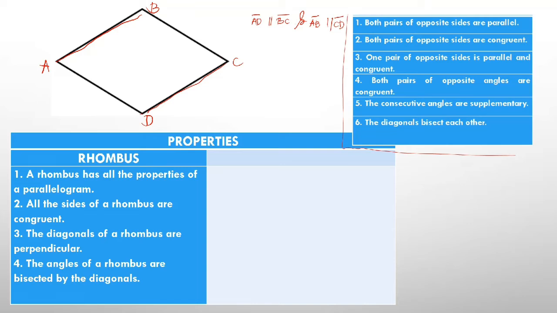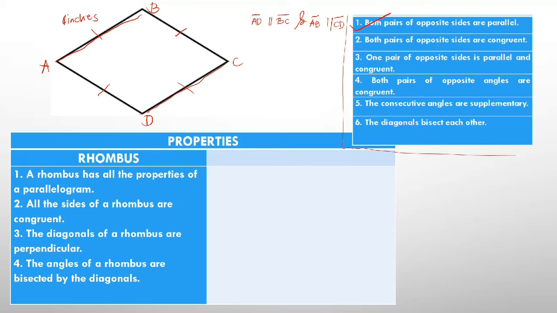Next, we have the second: both pairs of opposite sides are congruent. So, in our rhombus, the sides are just like a square. If one side is equal to 4 inches, then the other three sides are also 4 inches. That's why I have already put the symbol that they have equal length. Okay?